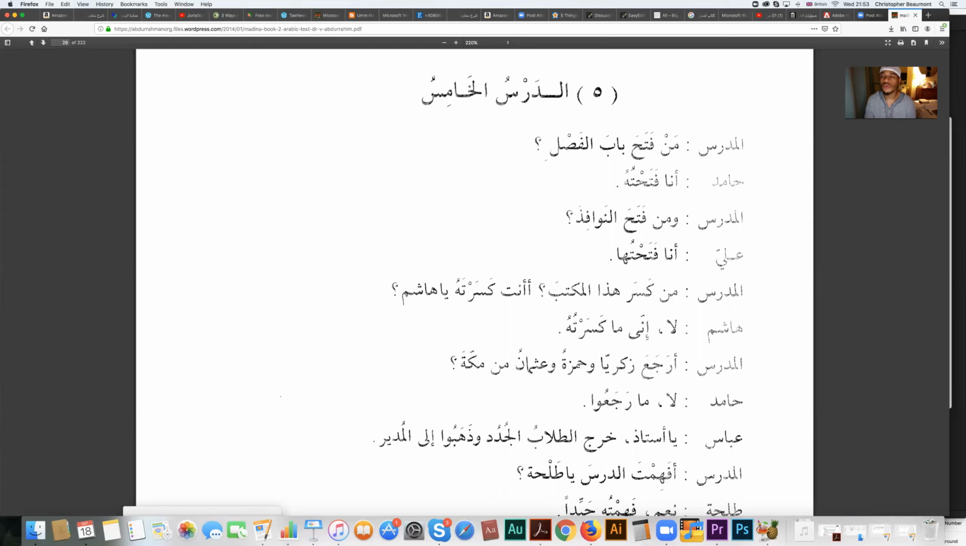But we also know that from the attributes of the mudaf is that it will never take al. And from the attributes of the mudaf ilayh is that it will always be majroor, and the sign of the noun being majroor is the kasra at the end of the word. We can see this clearly demonstrated in the word al-fasli. Man fataha bab al-fasli? Who opened the door of the house?